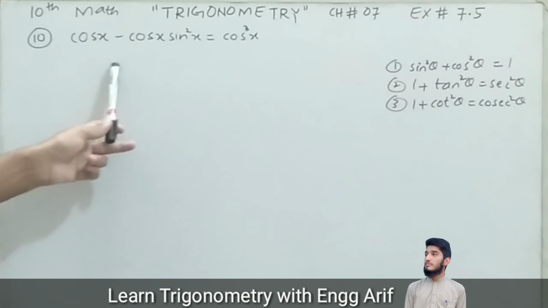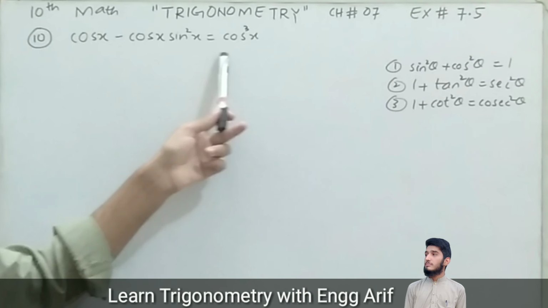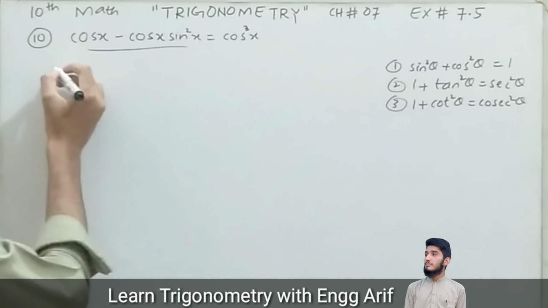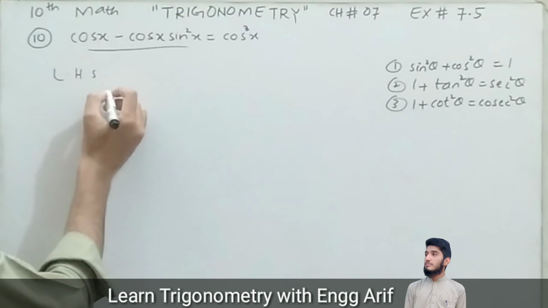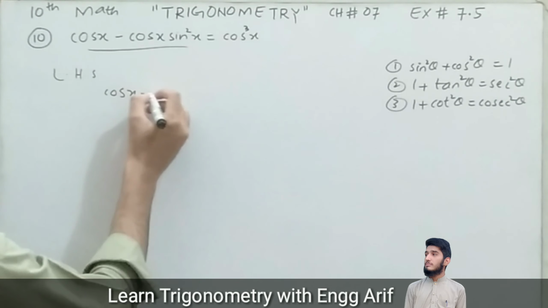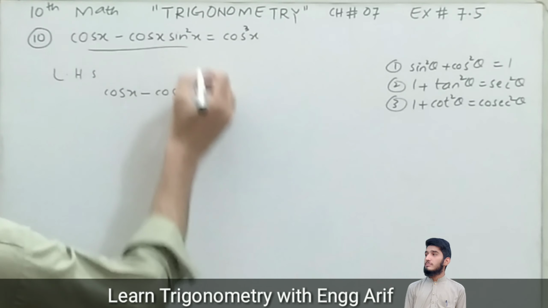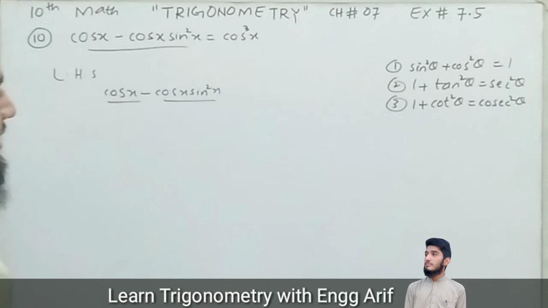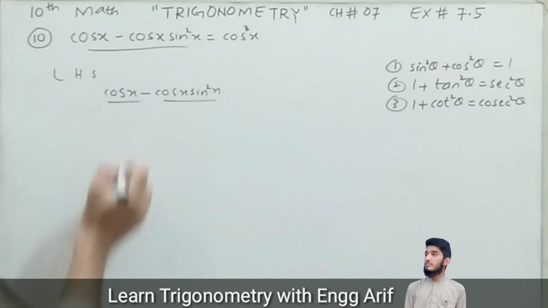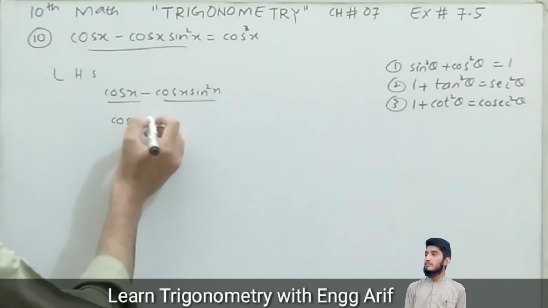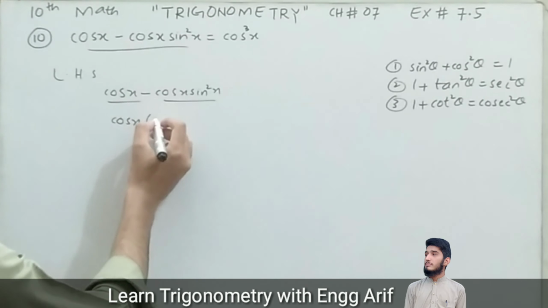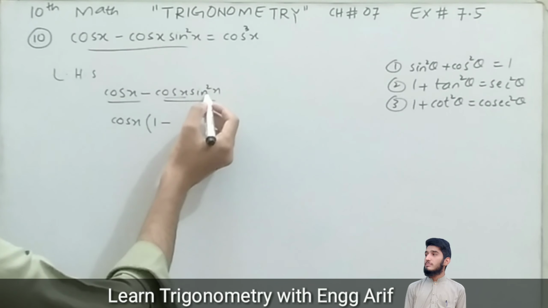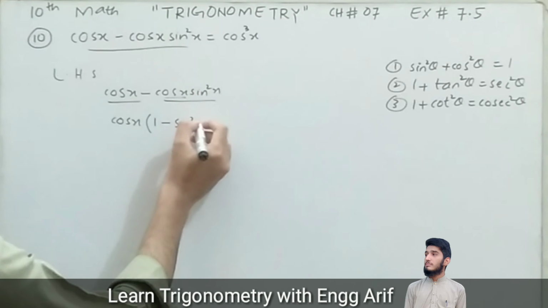Prove the identity cos x minus cos x sin square x will be equal to cos cube x. So let's suppose I take this side, which is actually left hand side, LHS. So we are given with cos x minus cos x and sin square x. In cos x sin square x, cos x is common, so we will take out cos x common. So inside from over here we are left with just 1 and minus sign. If I take out cos x common, I left with sin square x.